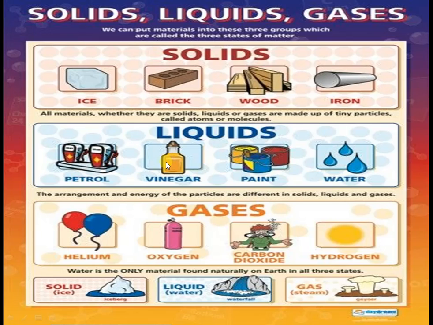The arrangement of molecules in a liquid is loosely packed. In gases, the molecules are very far from each other, so they do not have a fixed shape. When we pour a liquid in a container, it will take the shape. What are the three states of water? Ice is the solid state of water, water is the liquid state of water, and steam or water vapor is the gas state of water.